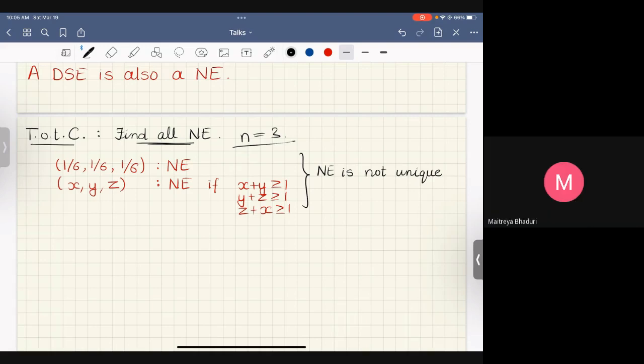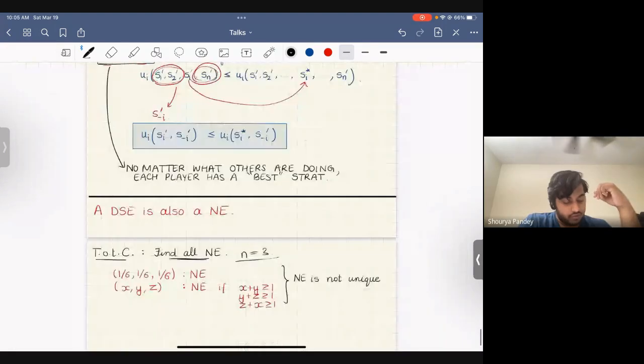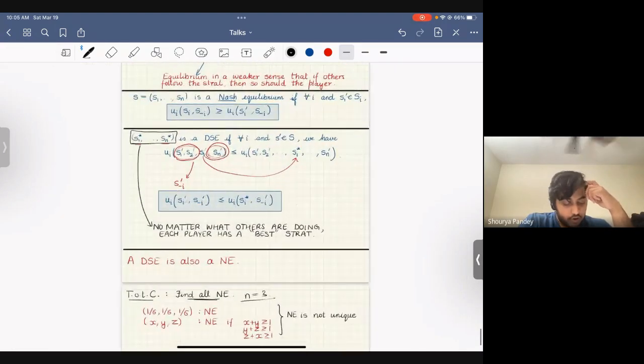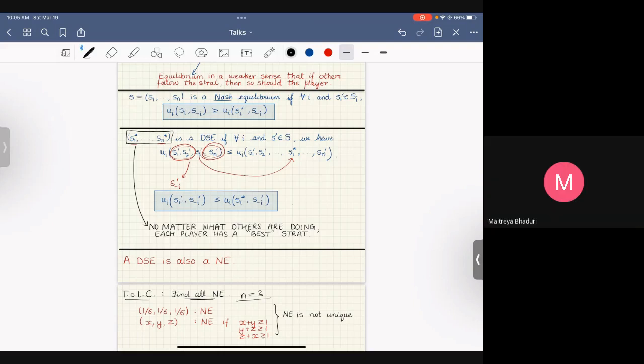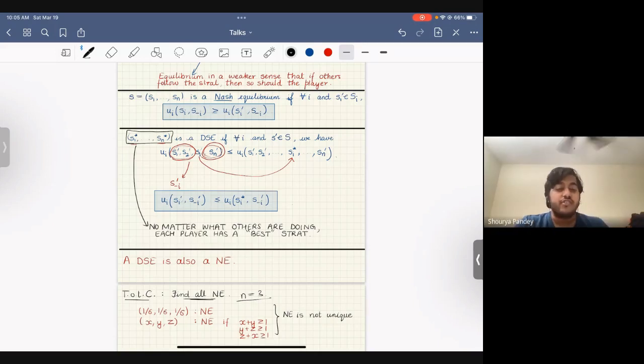Can you show the definition again? Oh yes, sure. So it is not beneficial for you to change your own strategy, assuming that the other strategies remain fixed. That's what it means. Right. So Nash equilibrium is not defined with respect to i, like it holds for all i. Correct. Yes. The strategy itself has to be a Nash equilibrium. That is, for each player, it should not be beneficial for them to change from that strategy.